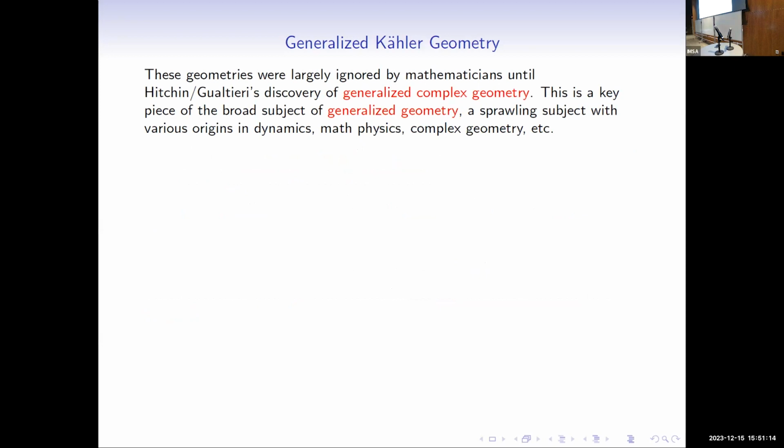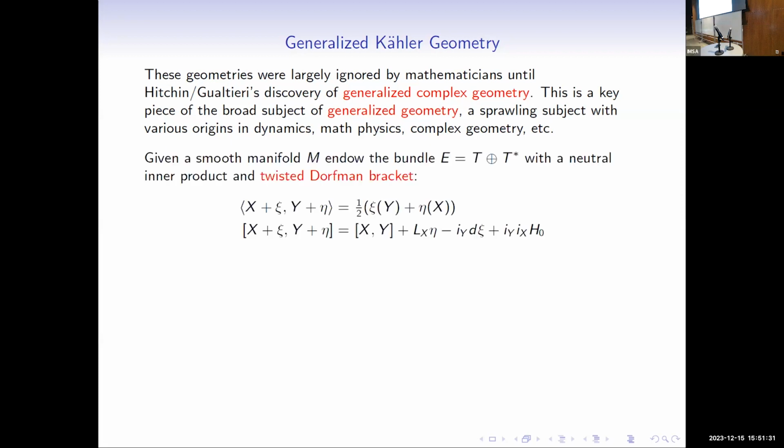It's, of course, a really important subcase of the general subject of generalized geometry, which at least the way I see it, is a very sprawling subject with diverse origins in many fields, more than one place in math physics, dynamics, this Weinstein school that Marco alluded to, complex geometry, etc. And so again, Alexander introduced these, but I just repeat the 2 key objects underpinning generalized Kähler geometry.